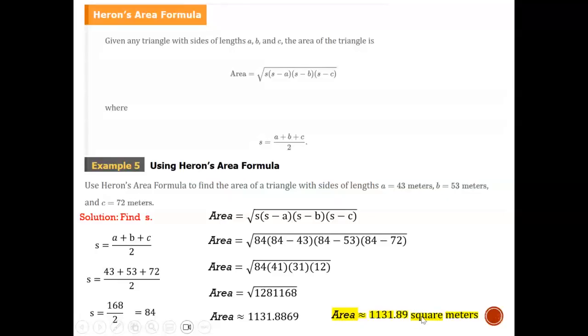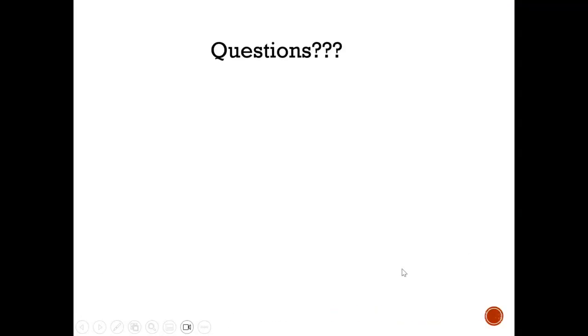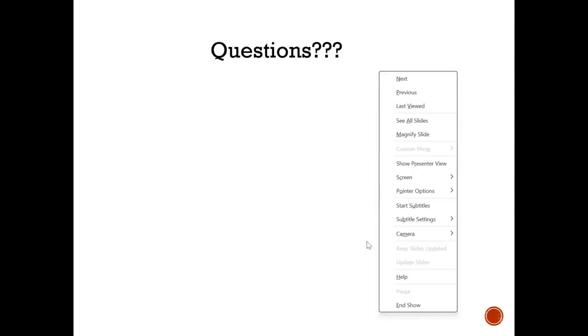That's the way it should have been on the previous ones that I did. But the answer is 1,131.89 square meters. And I believe that's the workshop for today. I think I finished early, but that was all that was important, guys, for these two sections.